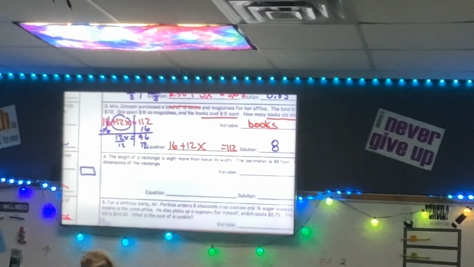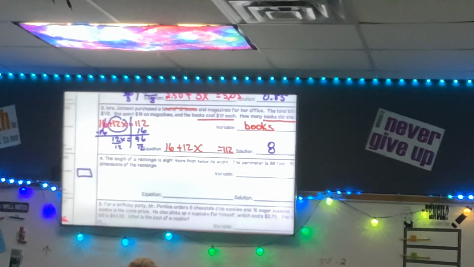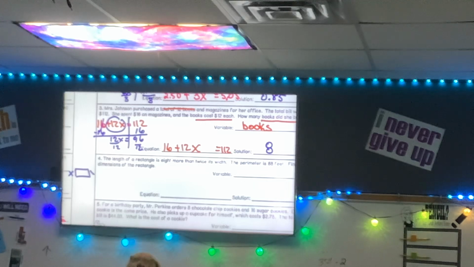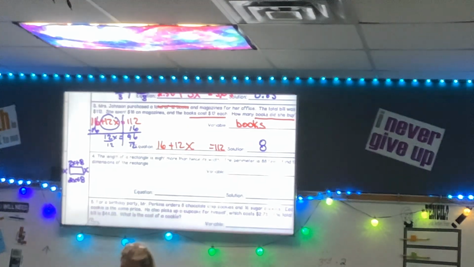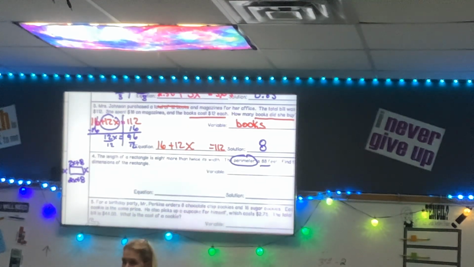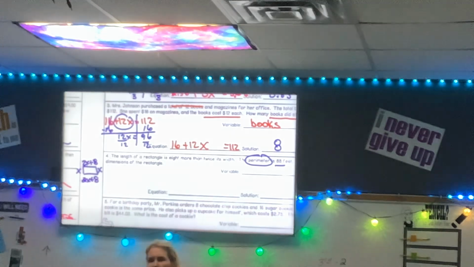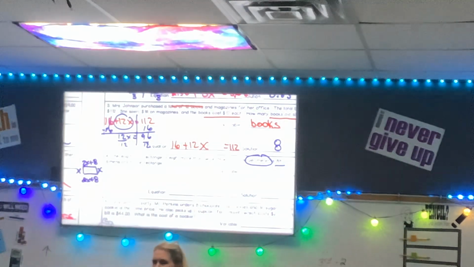The length of a rectangle is 8 more than twice its width. It is the same rectangle as we had on the other side. So your width is x, and your length is still 2x plus 8. This is where it's different. The perimeter is 88. How do you find the perimeter of something? By adding all the sides.